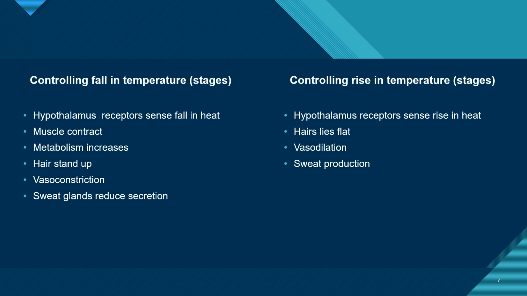Well, basically, when the temperature falls, the hypothalamus receptors sense the fall in heat. The muscle starts contracting faster, metabolism increases, hair stands up, then we have vasoconstriction and sweat glands reduce secretion. Now you must be wondering, what is vasoconstriction? It is basically the arterioles that supply the blood capillaries near the surface of the skin becoming narrower or constricted as a result of the muscle contraction.